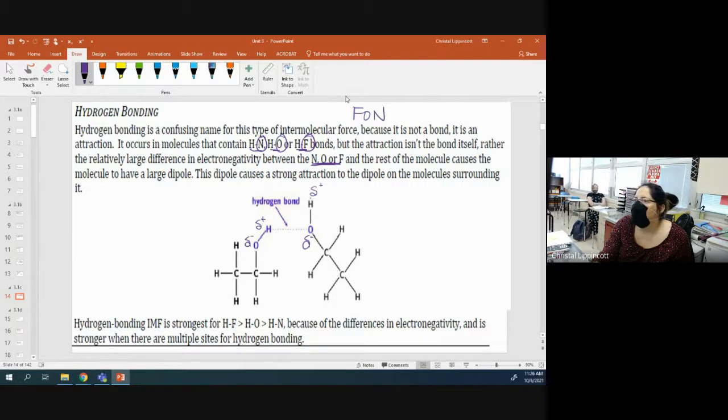It is an IMF. If they ask you to write down the IMFs that are involved and you've got hydrogen bonding written down, you darn well better have two other ones written down as well. Dipole-dipole, and what does everything have? Okay, so if they ask you what types of IMFs are involved and it has hydrogen bonding, you better have these other two written down because you will not get all the points otherwise.